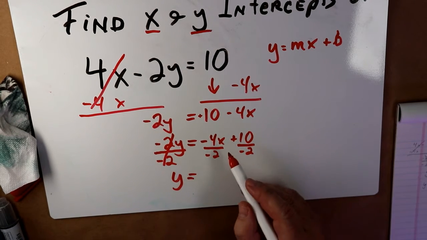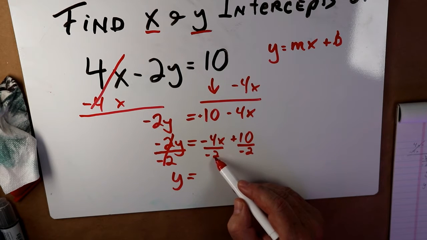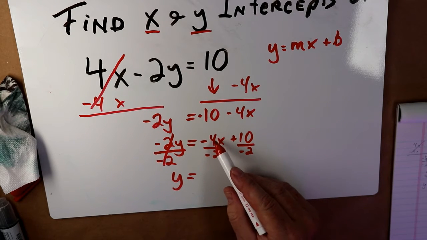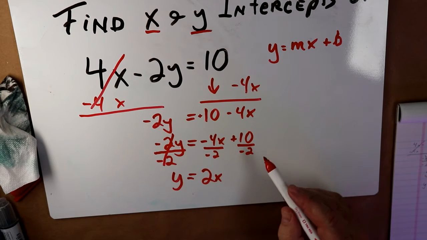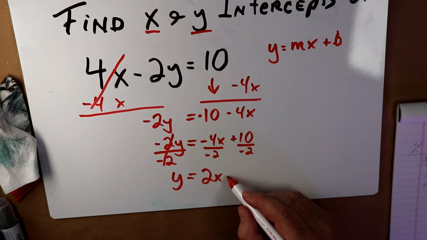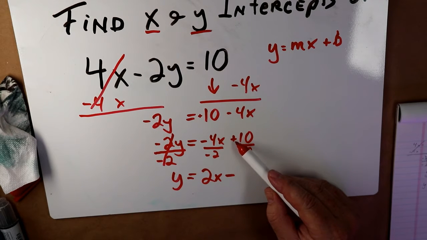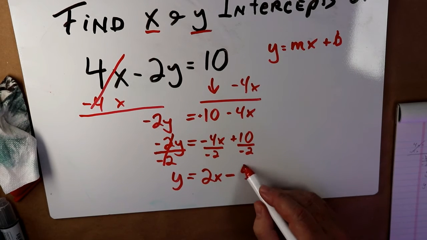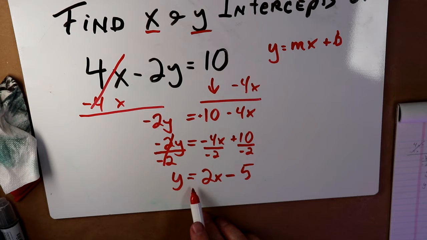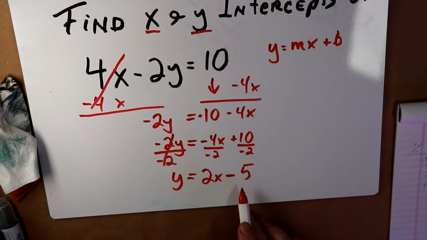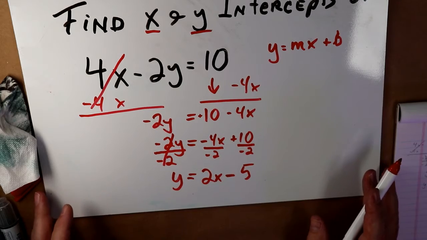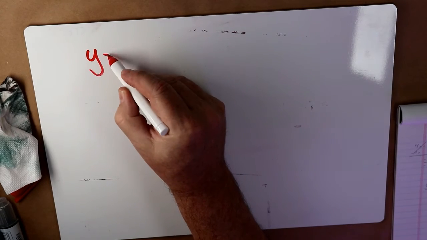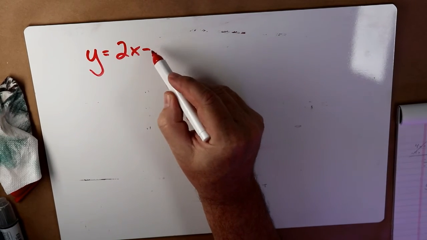So y equals negative 4 over negative 2. A negative over a negative turns into a positive, and 4 over 2 is just 2. Now we have a positive 10 divided by negative 2, so I know it's going to be a negative, and 10 divided by 2 is 5. So your final form is y equals 2x minus 5. Now let's take it into our x and y intercepts. Again, our formula is y equals 2x minus 5.